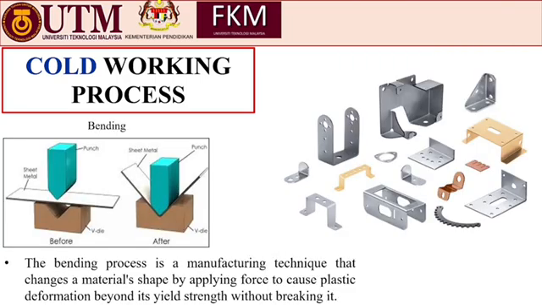The next example of cold working process is bending. Bending is a process that changes a material's shape by applying force to cause plastic deformation beyond its yield strength without breaking it. These are examples of products manufactured using bending methods. Let's see how the bending operations work.